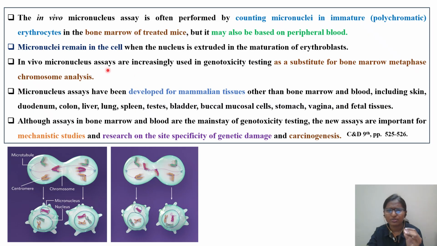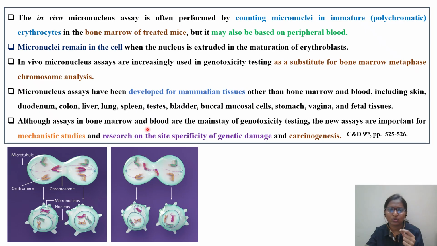In vivo micronuclear assays are increasingly used in genotoxic tests as a substitute for the bone marrow metaphase chromosome analysis. Okay, since we are able to identify all types of damage in the case of micronucleus, it is a good replacement for other types of assays. Micronucleus assays have been developed for mammalian tissue other than bone marrow and blood, including skin, duodenum, colon, liver, lung, spleen, testis, bladder, buccal mucosal cells, stomach, vagina, and fetal tissues.